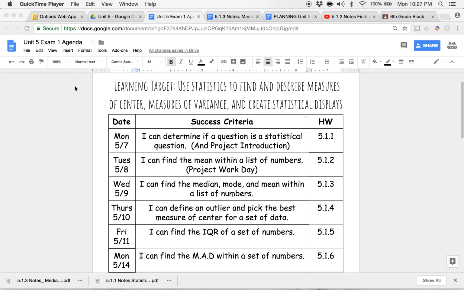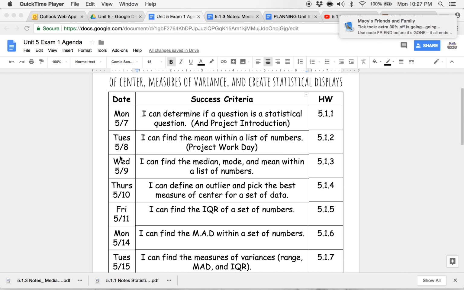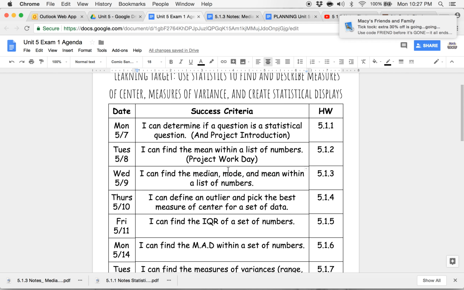Everybody. So today is Wednesday, May 9th, and we're going to be going over how I can find the median, mode, and mean within a list of numbers. So this is 513. Again, we're going to talk about how we can find the median, mode, and mean within a list of numbers.